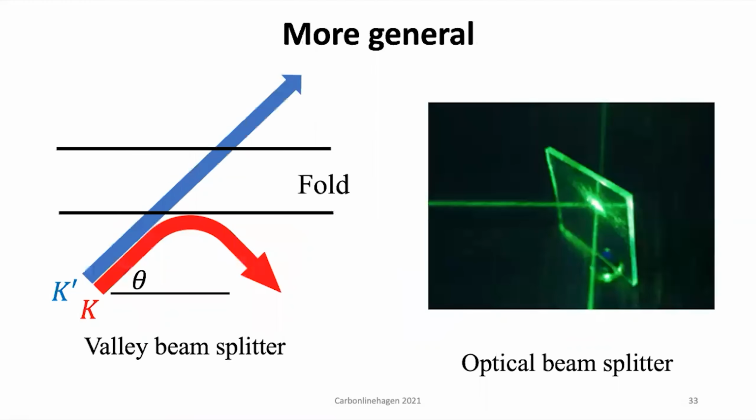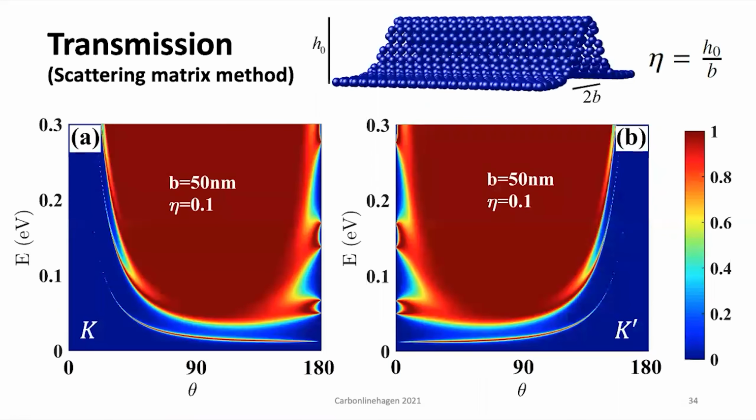In order to do that, we will need to know how much of this valley polarization and this valley separation persists if we have states that are not necessarily running along the fold, but are incident at different angles with respect to the fold. And if the fold can really be used as a beam splitter in a similar way that optical beam splitters are used in optics.